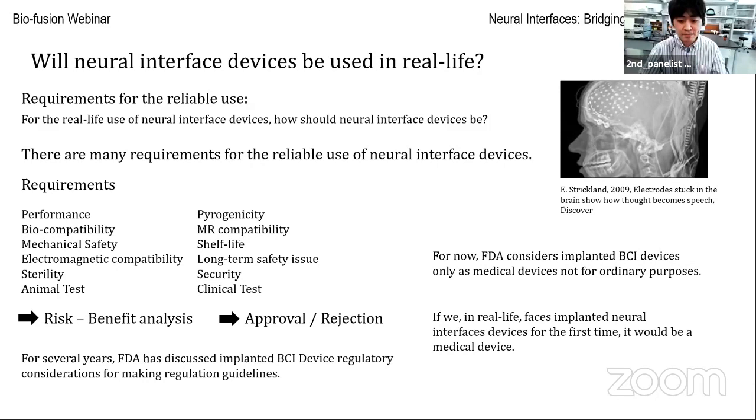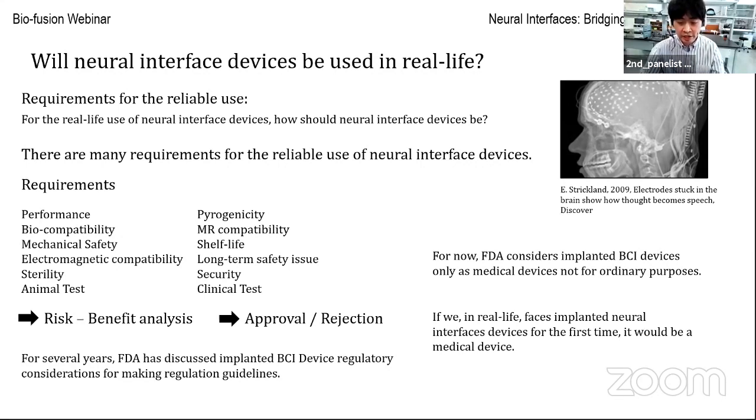Then if it is made, what should a neural interface device be like? Since devices in real life should remain robust and safe in various conditions we face in real life, there are lots of technical requirements compared to devices tested in the laboratory.